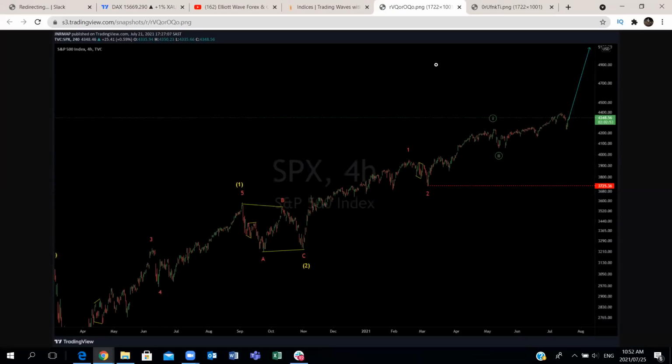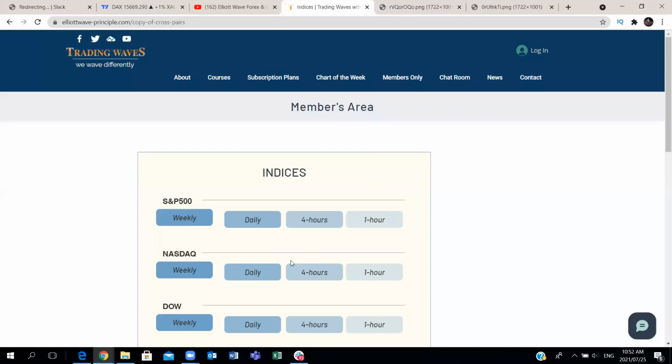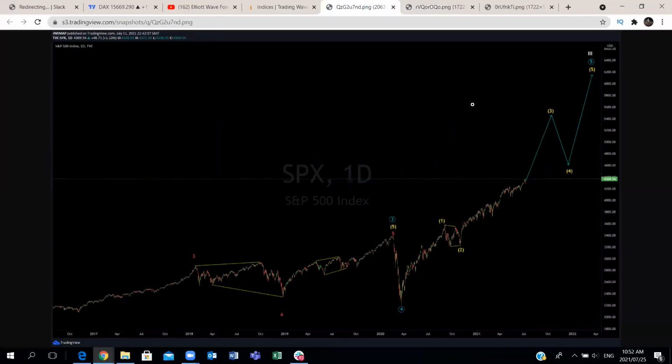S&P 500, still looking for more continuation to the upside. So every time you get this here, look for more upside. Let me show you the daily here on the S&P 500 so you can see why we're still upside here. But eventually we are going to see a reversal. For now, we're still in wave 3. The reversal that we're going to see will only be wave 4, and then we still look for 5.